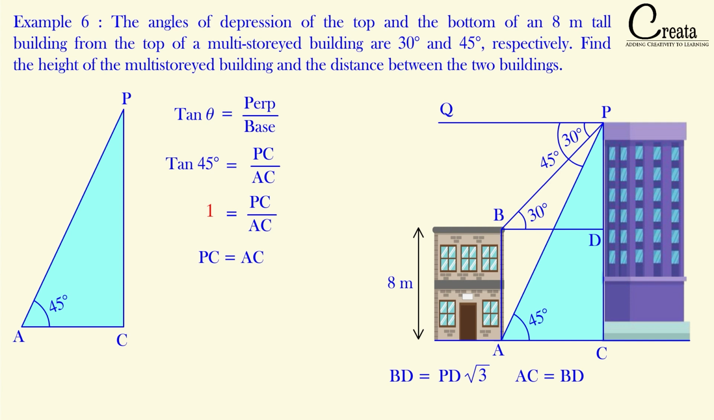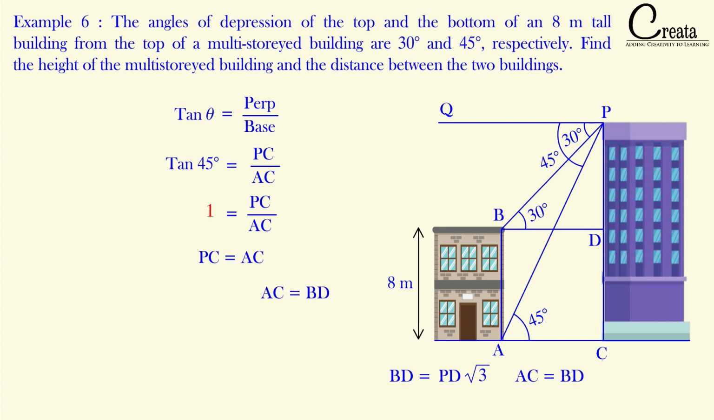This is very interesting with a 45 degree angle. Perpendicular and base both are equal to each other. So we got PC is equal to AC. And just now we have discussed that AC and BD both are equal to each other. AC is equal to BD. If we compare both of these equations, we got BD is equal to PC. Got it? We have just compared both of these equations. We got BD is equal to PC. BD is the distance between the two buildings and PC is the height of the multi-story building. Both are the missing dimensions that we have to find in this question.